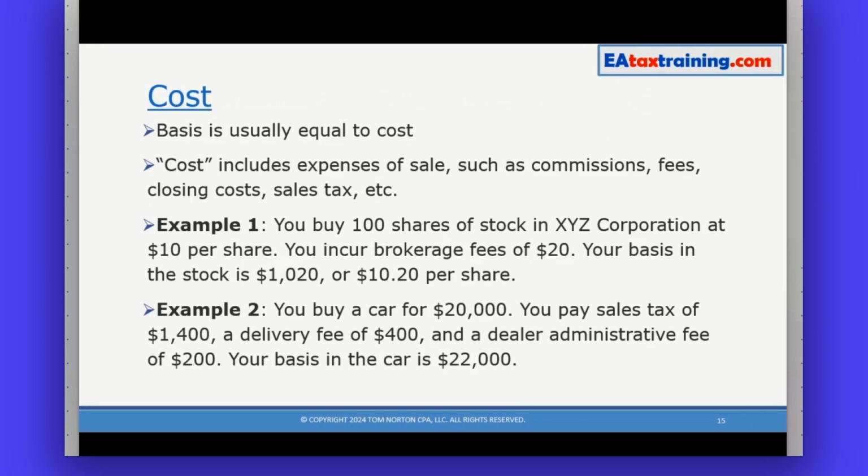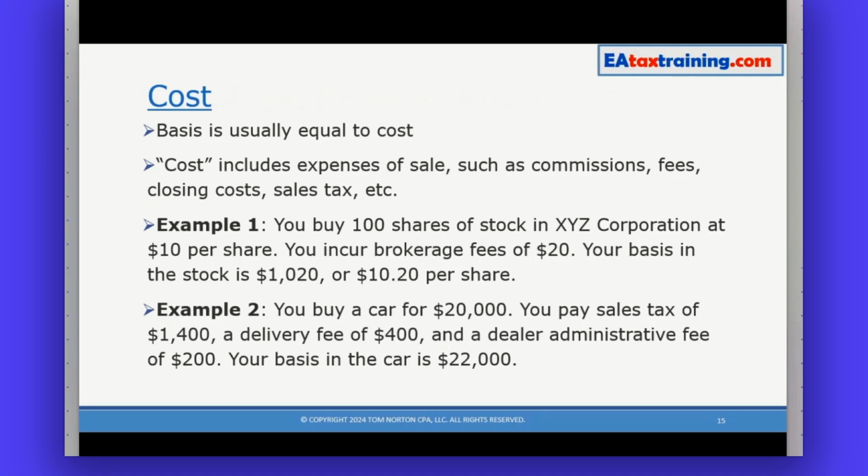So commissions, fees, closing costs, sales tax, etc., get added to the basis of that asset. So, example, you buy 100 shares of stock in XYZ Corporation at $10 per share. You incur brokerage fees of $20. Your basis in the stock is $1,020 or $10.20 per share.